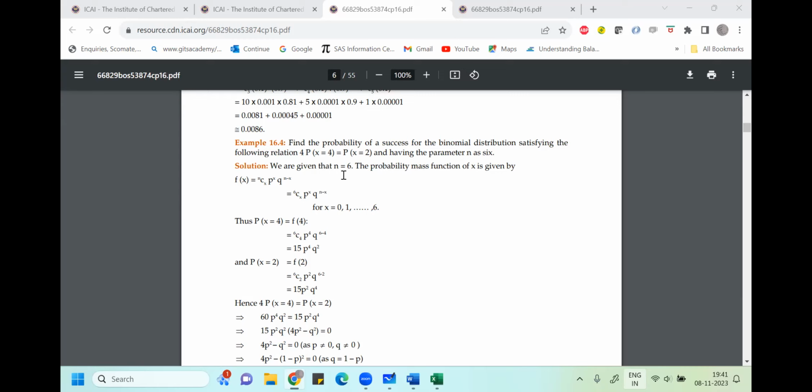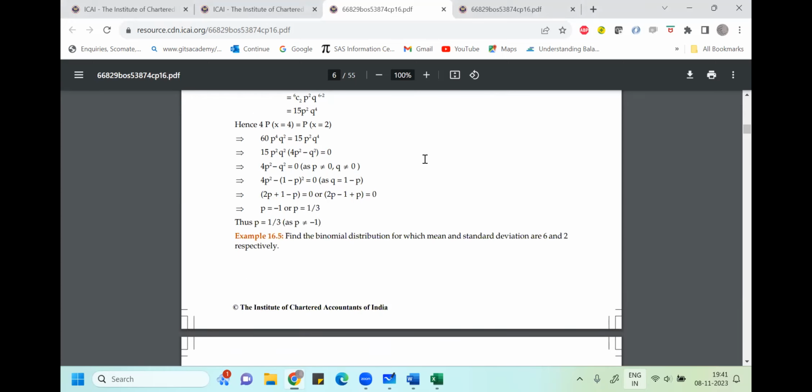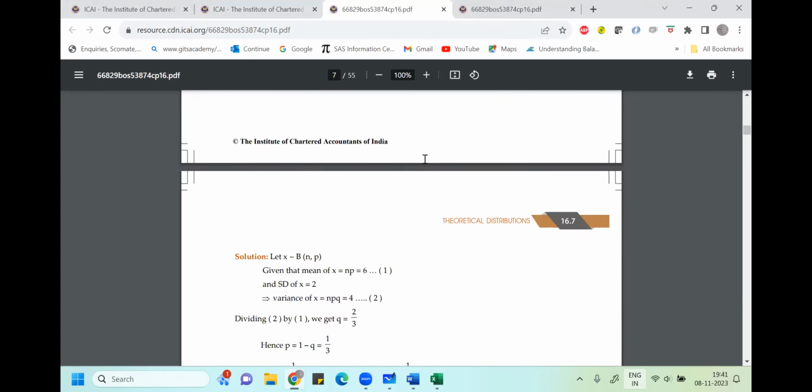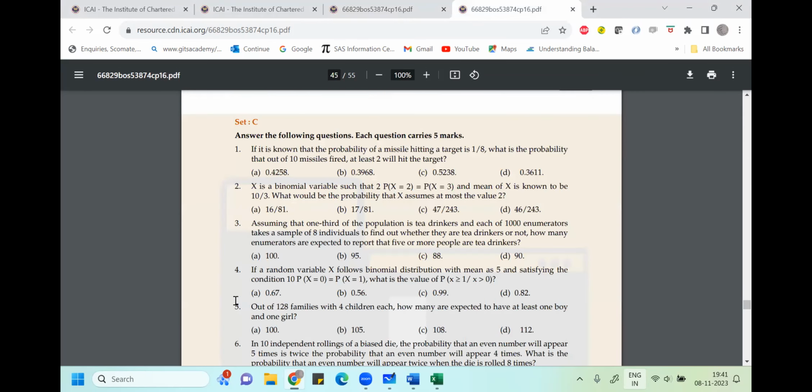So what they're asking you, find P, is it? Okay, yeah, very good. Example 16.6 is again important. Discuss that.